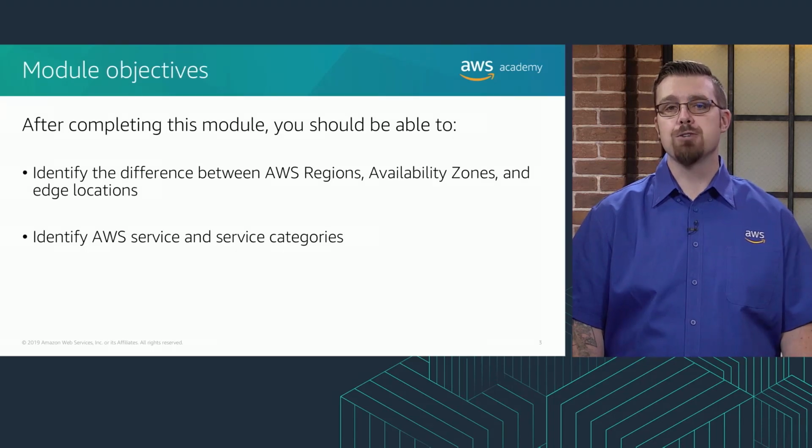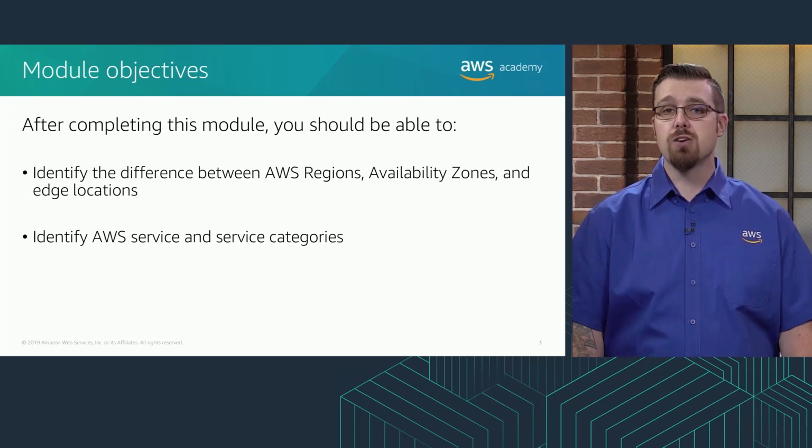After completing this module, you should be able to identify the differences between the AWS regions, availability zones, and edge locations, as well as identify AWS service and service categories. Let's get started.